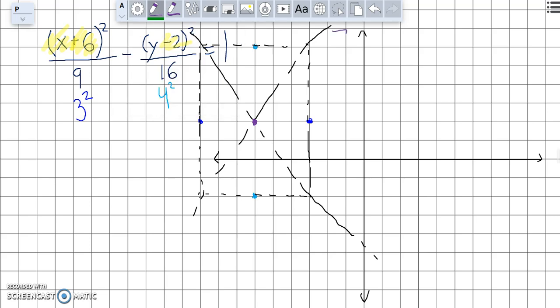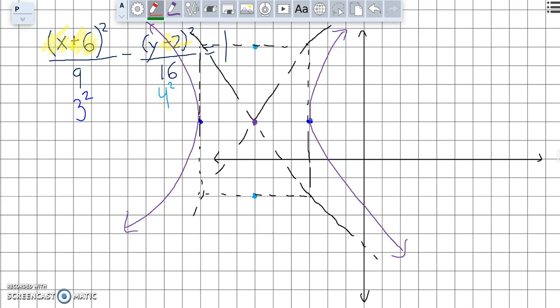Opening to the right is going to look like this. Touches the vertex. Opening to the left is going to look like this. Touches the vertex. And that's pretty much my hyperbola. I need focuses. I need foci.